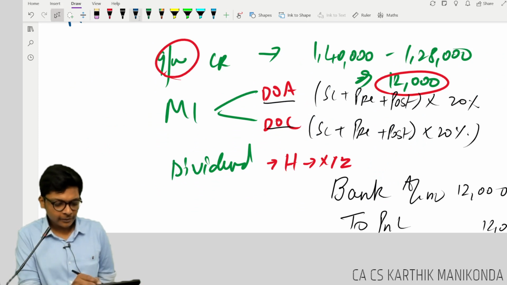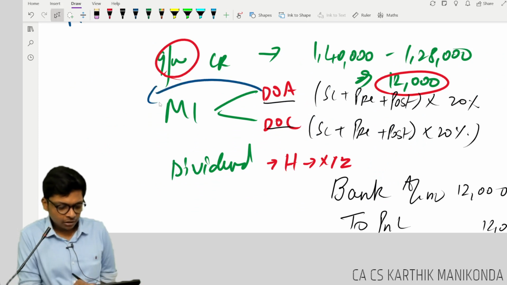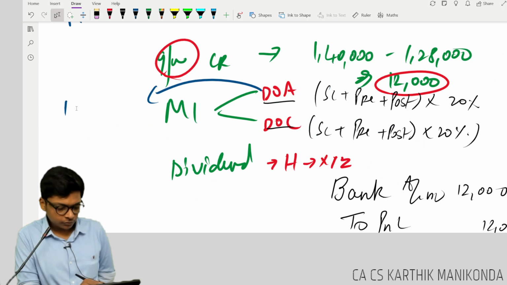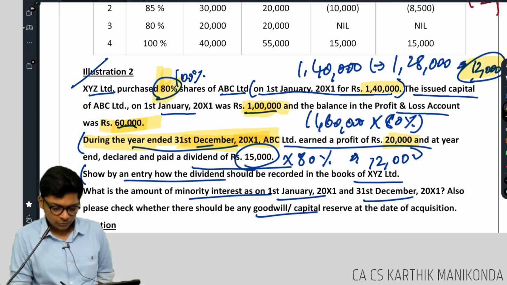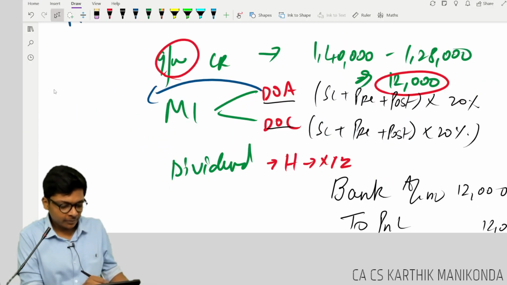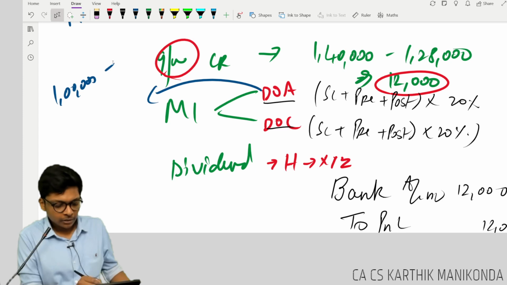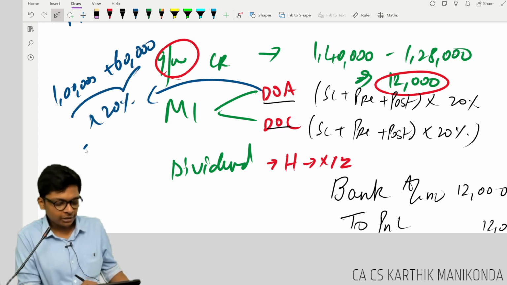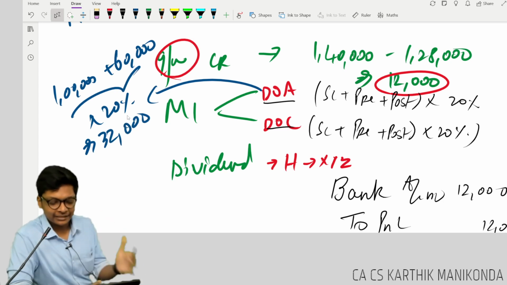Acquisition, how much? I'll compute this side. It will be 1,60,000. Okay, you've broken it down. Okay, 1 lakh plus 60. Right, the breakup will be 1 lakh plus 60,000, which is my pre-acquisition, into 20%. How much? 32,000. Without a calculator, you will get it, guys. Without a calculator, I can hear a calculator.